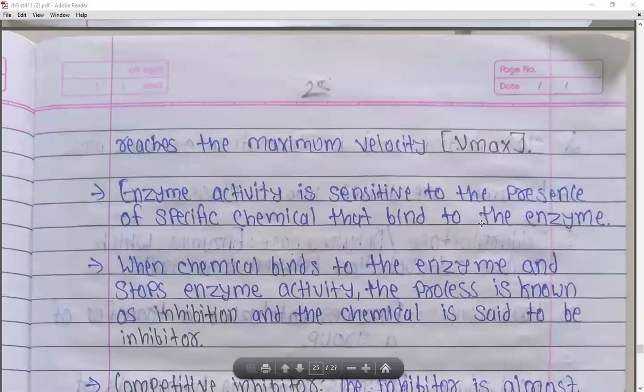The enzyme activity is sensitive to the presence of specific chemicals that bind to the enzyme. There should be no presence of these specific chemicals, because they can easily bind with the enzyme. The enzyme should always bind with the substrate in order to get the proper amount of product. But if there is a specific chemical present, it has the ability to bind with the enzyme. So if the substrate is about to bind with the enzyme, this chemical binds to it instead.